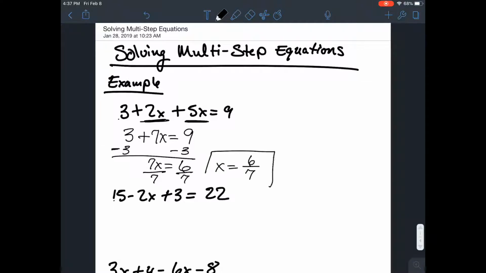Now, you may be tempted to write this as a decimal, and that's not a nice decimal to write. So I would suggest that you leave it as a fraction.